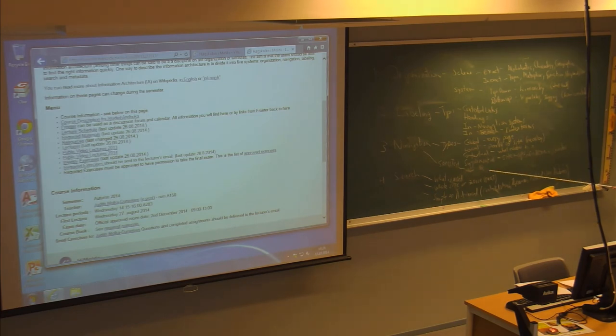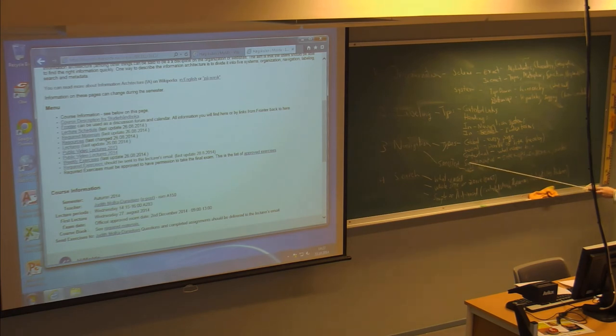And then also with navigation, there's supplemental navigation aids. These can be, for example, sitemaps or indexes or guides. They also help you to get around. So navigation systems are what helps you to find where you're going.